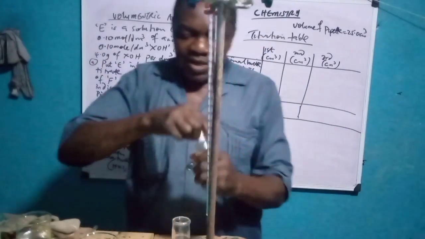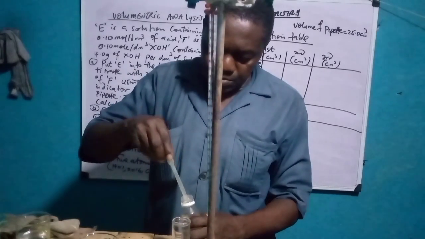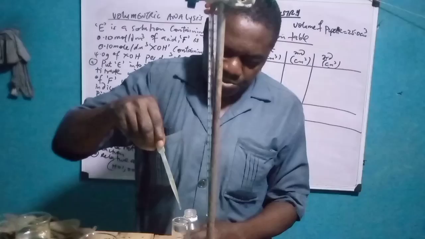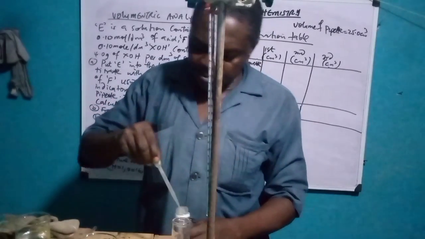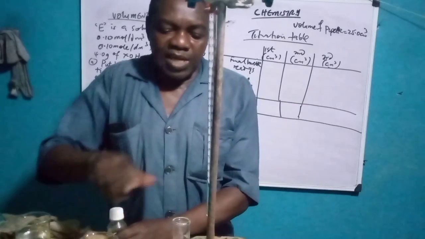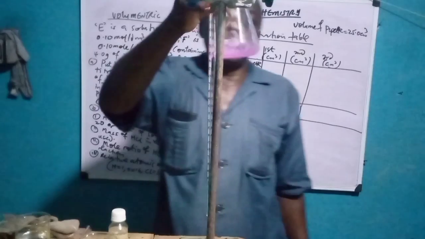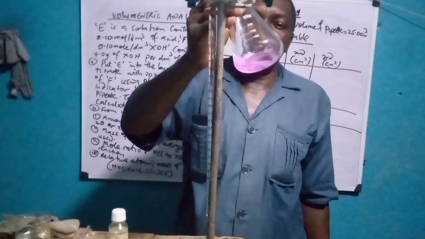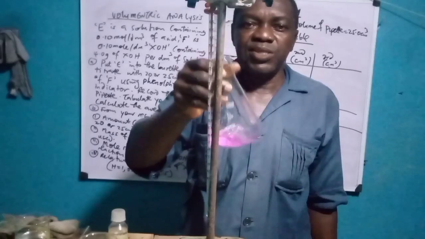This is the phenolphthalein. We are going to add the indicator now. 2 drops. I've already added 2 drops. You see it. Methyl orange is supposed to be yellow. You see it. Now, if it's methyl orange, it's yellow to orange.